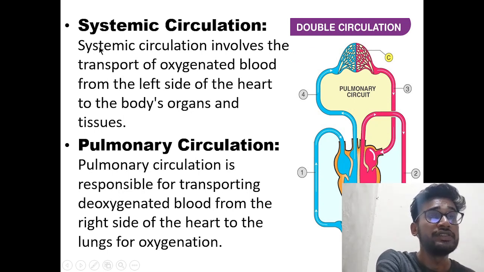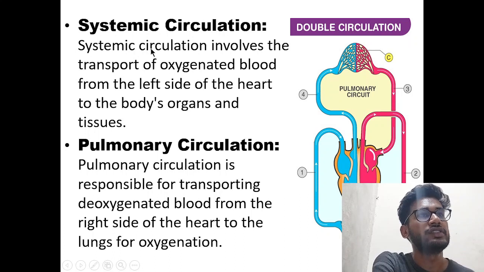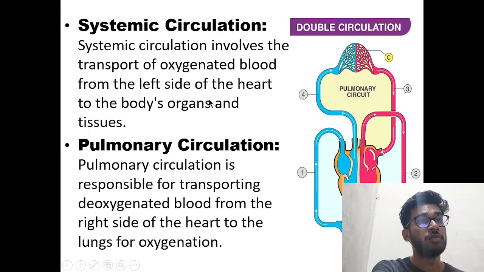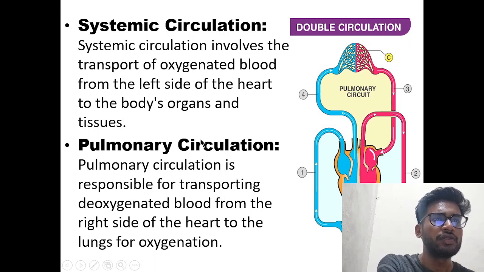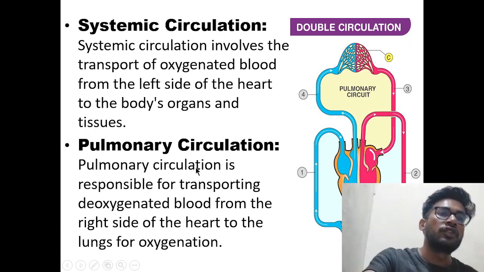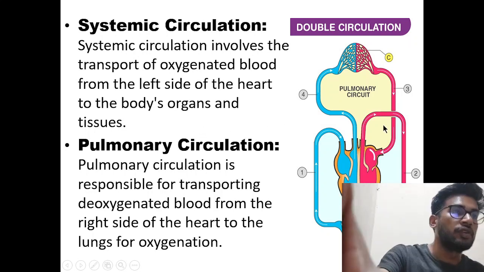Our circulatory system mainly consists of two types of circulation. First is systemic circulation and second is pulmonary circulation. Systemic circulation involves the transportation of oxygenated blood from the left side of the heart to the body's organs and tissues. Pulmonary circulation is responsible for transporting deoxygenated blood from the right side of the heart to the lungs for oxygenation.